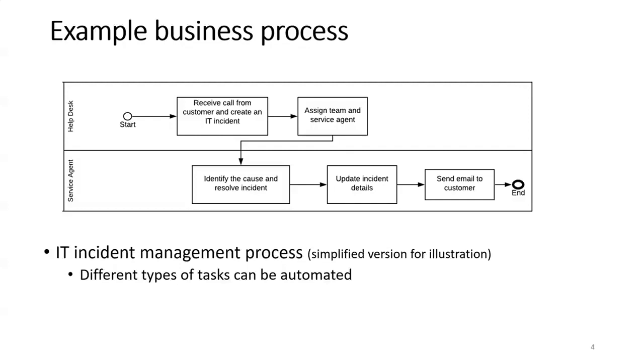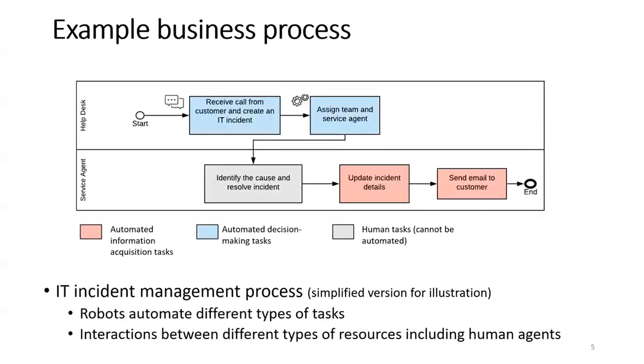Now, if this process would need to be automated, one way to look at it would be that the receiving of calls from a customer and creating an IT incident can be done by a chatbot. The assigning of team and a service agent could be done by a machine learning model or a classifier. Identifying the root cause and resolving the incident might be a fairly complex task, so it could still be done by a human agent. But updating incidents and sending mail to the customer is a close-ended task, so it could be done by a robotic agent or a software program.